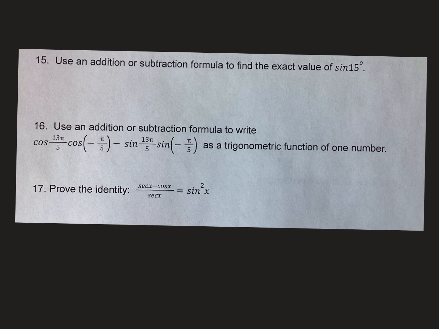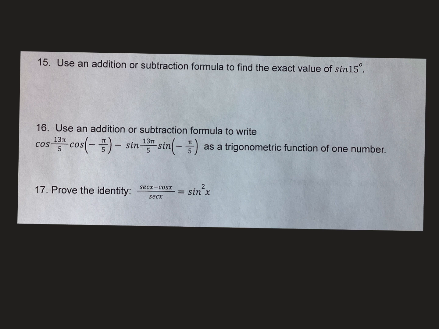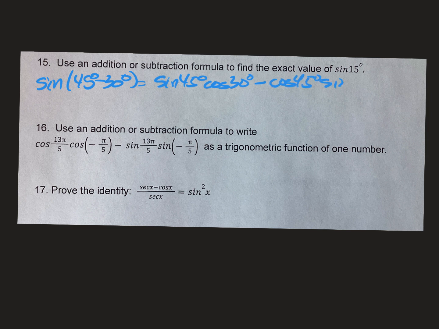All right, 15. Use addition or subtraction formula to find the exact value of sine 15. You can choose any two numbers you want on your unit circle that will give you 15. I'm going to go with 45 minus 30. I'm going to follow that addition and subtraction, or sum and difference, formula, which would look like sine 45 cosine 30 minus cosine 45 sine 30. Let's just plug in the values. That's square root of 2 over 2, that's square root of 3 over 2, that's square root of 2 over 2, that's 1/2.